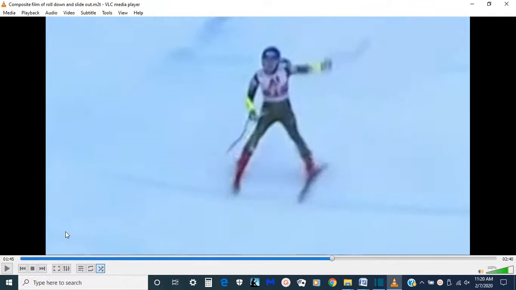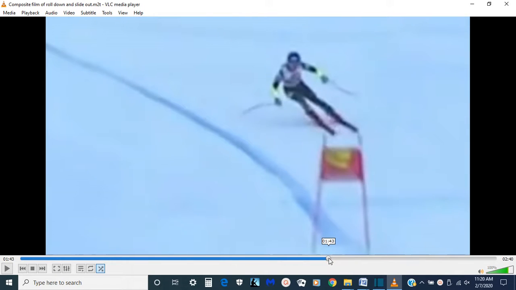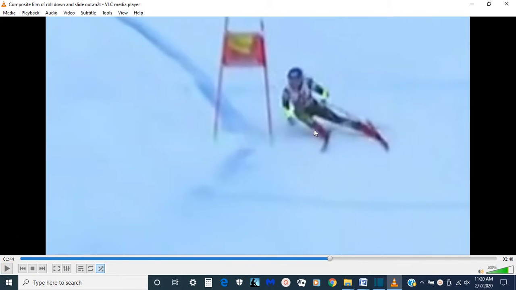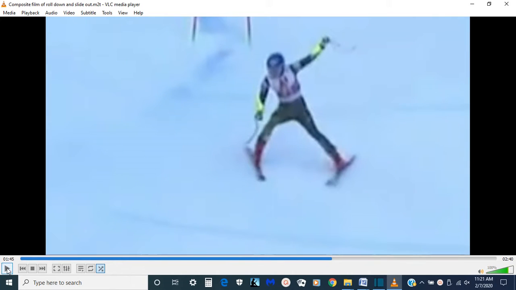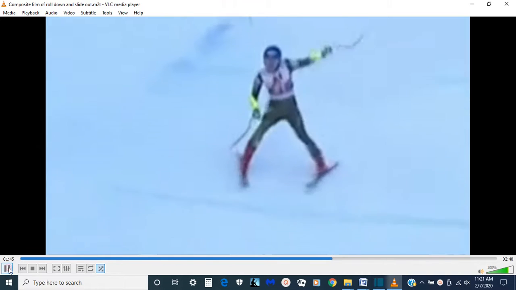All right, so that's that inside ski blowout she almost had. Too much weight on this ski. When that tip grips, it pulls you out like this. You see that? It pulled her out, but it wasn't that bad, so she caught it.